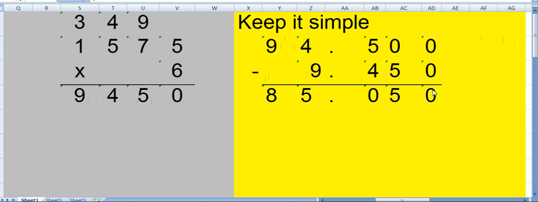So 0, 10 minus 5, 5. Then this 4, this becomes 4, 0. Point, this 14 minus 9 is 5. Then again this becomes 8, 85.05.